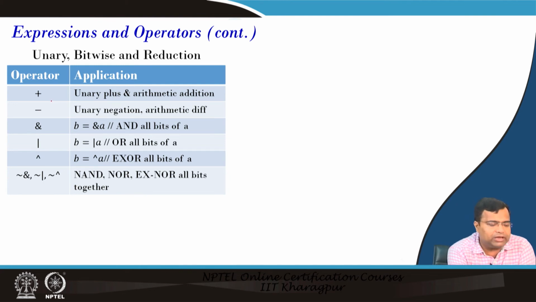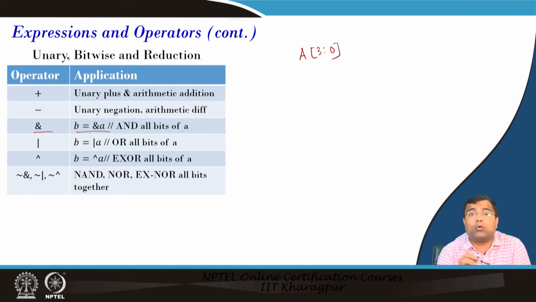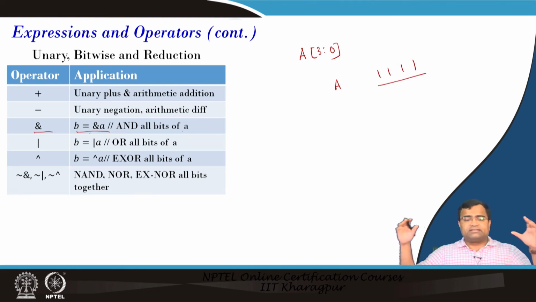Similarly, you can do bitwise operations. These are the unary operations, plus arithmetic. Then you can do a bitwise AND of all bits. Suppose you have an A which is a 4-bit number, and I want to check if all bits of A are 1. If it is 1 1 1 1, then I will say it means something, that is, 1 means we want to do some task.